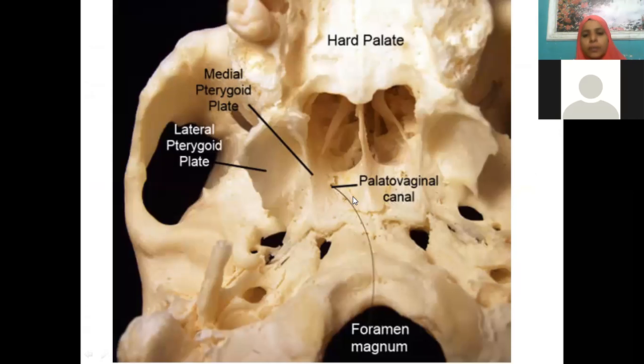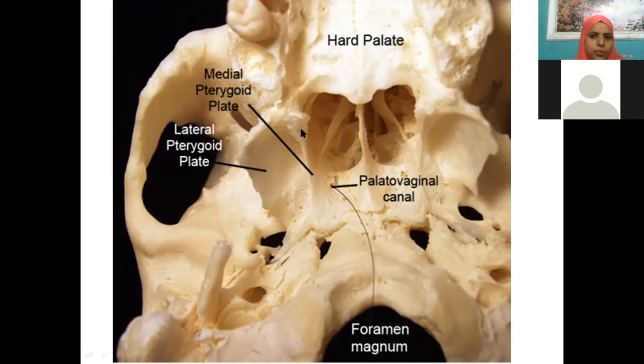So just the palato-vaginal canal. We know this is vomer, right? It is just divided, covering the body of the sphenoid. So here you have a canal which is called the palato-vaginal canal. We know this is foramen ovale, foramen spinosum, foramen lacerum. This is also foramen ovale, foramen spinosum, foramen lacerum. This is the styloid process, the mastoid. Excellent. Foramen magnum.